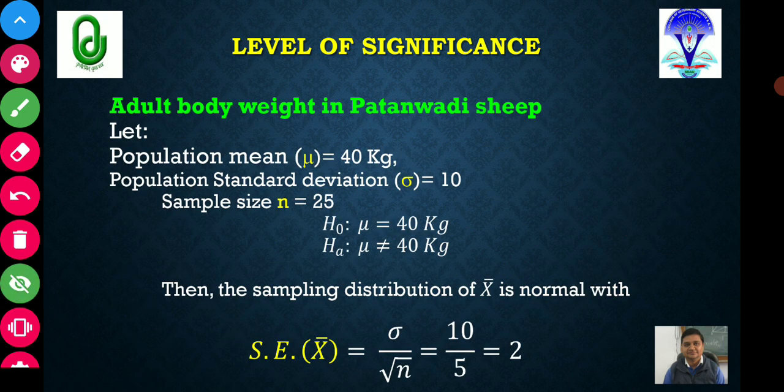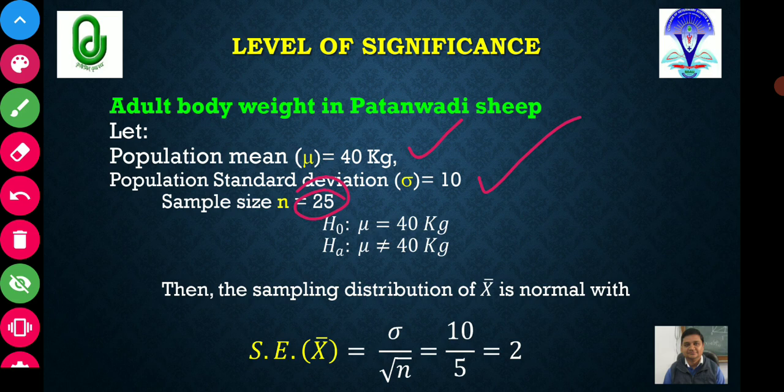Now let us understand it with an example. The example is on adult body weight in Pattanam sheep. The population mean of adult sheep is given as 40 kg and the standard deviation is 10, and from this population we have taken a sample of body weights of 25 sheep. Based on this, we want to test whether the sample parameter that we are estimating is close enough to the population parameter or not.